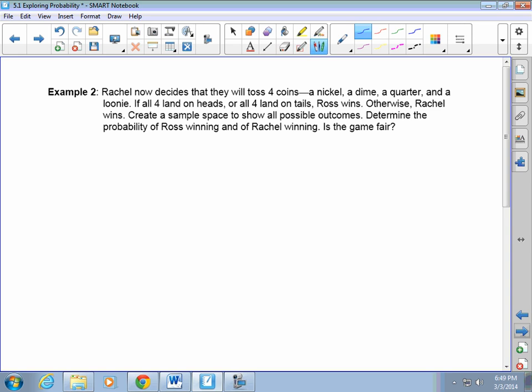Okay, it says Rachel now decides that they will toss 4 coins, a nickel, a dime, a quarter, and a loonie. If all 4 land on heads or all 4 land on tails, Ross wins. Otherwise, Rachel wins. Create a sample space to show all possible outcomes. Determine the probability of Ross winning and of Rachel winning, and is the game fair?